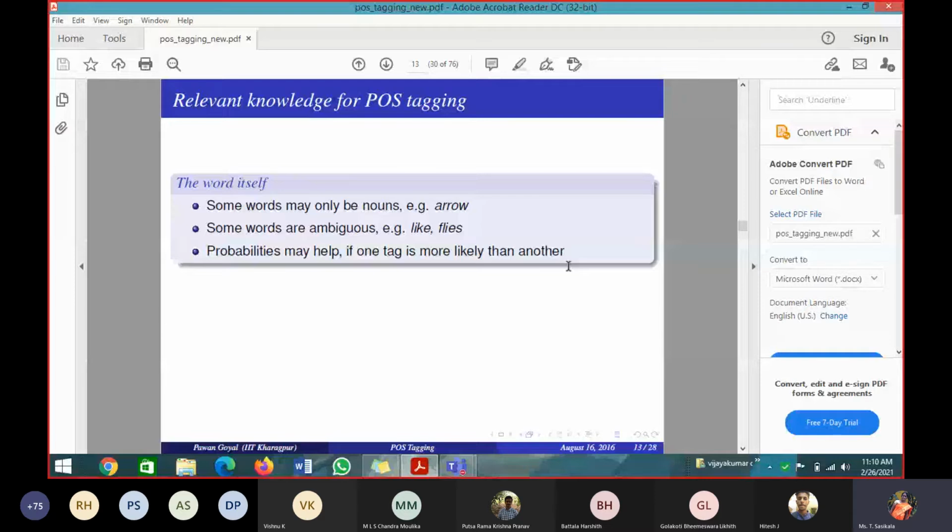If the word has only one POS tag, you don't need to use any probabilistic method. Take the sentence "the girl is singing". I have given "the" only as a determiner. So no other possibility is there. "The" is a determiner, so there is no ambiguity, and you can directly take it.